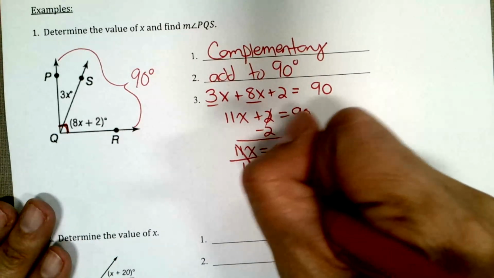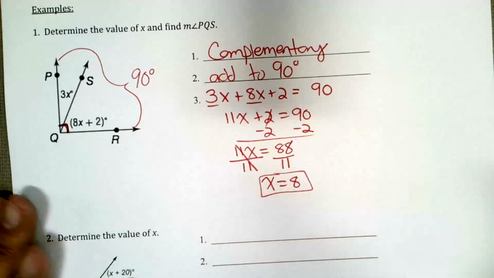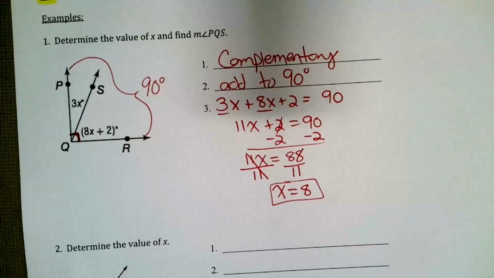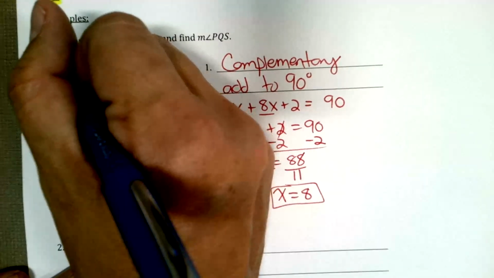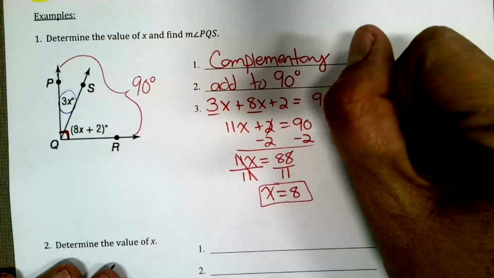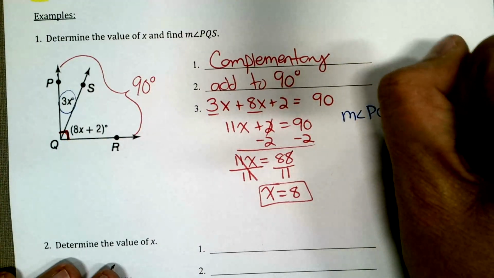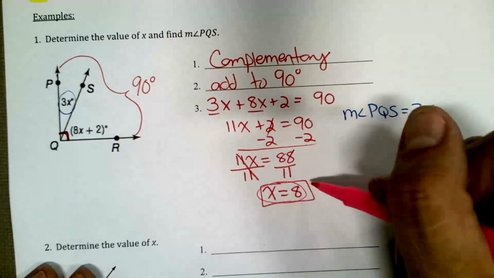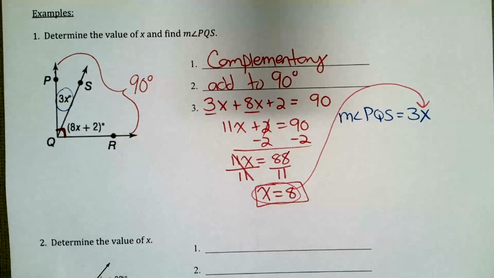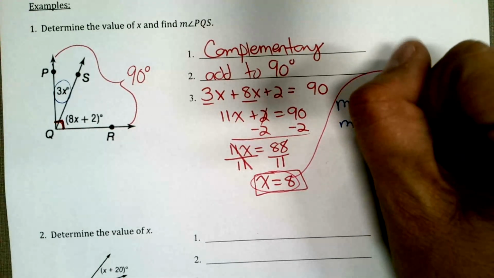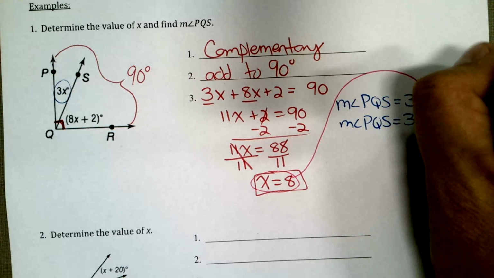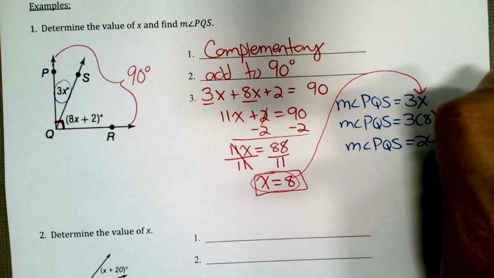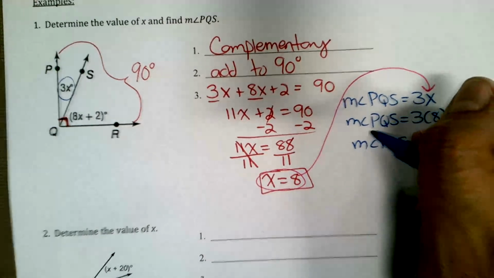So make sure you can solve to x is 8. That's our first answer. It said find the value of x. And then find the measure of angle PQS. So P to Q to S. The measure of angle PQS is 3x. And this is where we take our x value and substitute it in. So we'll get 3 times 8, and the measure of angle PQS is 24 degrees.